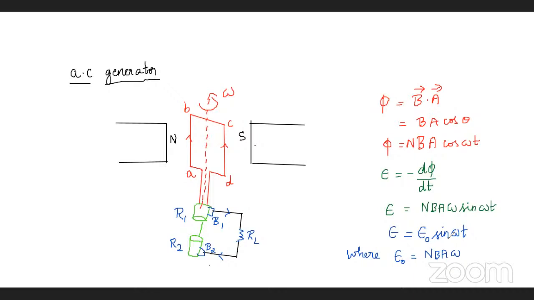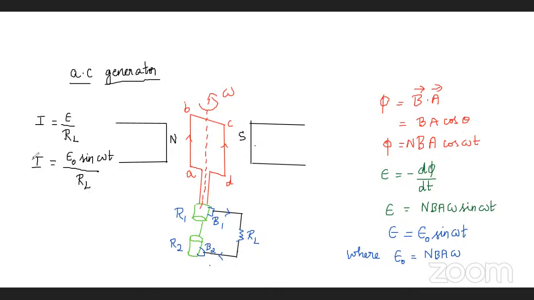And now how will you calculate the induced current? The induced current can be calculated by this equation: I equal to epsilon divided by RL. That is the load resistance, because the output is actually taken across the load resistance only. So I equal to E by RL, that means E naught sin omega t divided by RL.